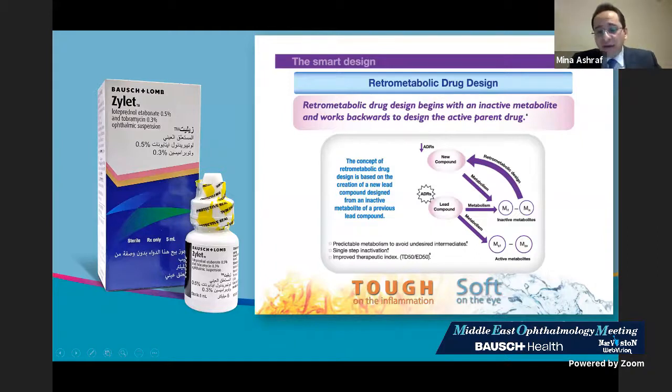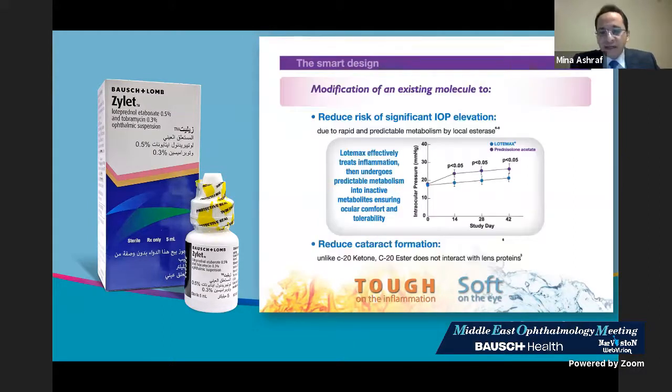And that's why, when we looked in the previous slide at the chemical structure, we found that we replaced the ketone with the ester, because in the eye there is a natural esterase enzyme. And this is how loteprednol etabonate gets metabolized in a single-step deactivation. And this leads to a more favorable profile in terms of intraocular pressure elevation due to the rapid and predictable metabolism by the local esterase enzyme.